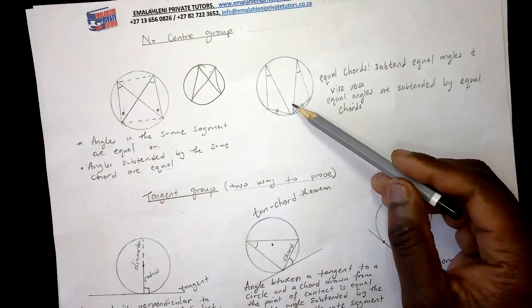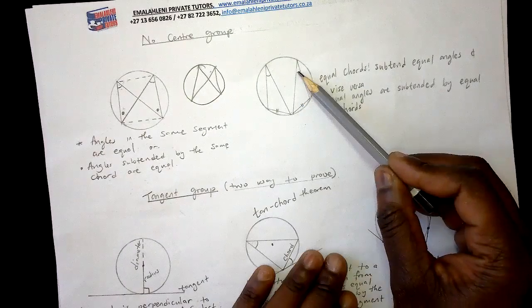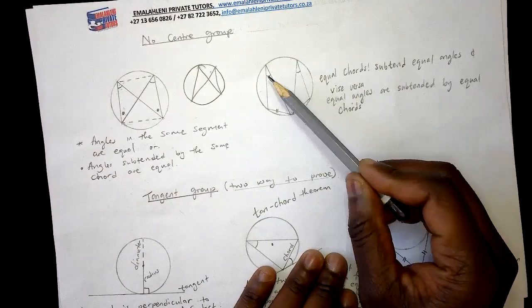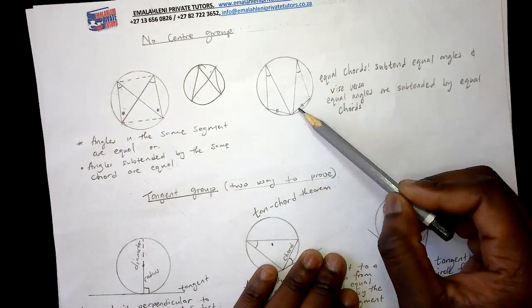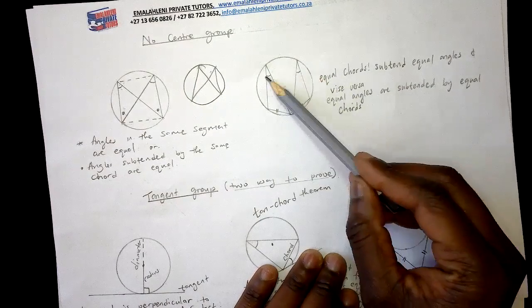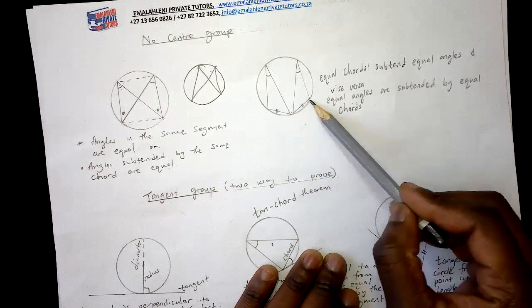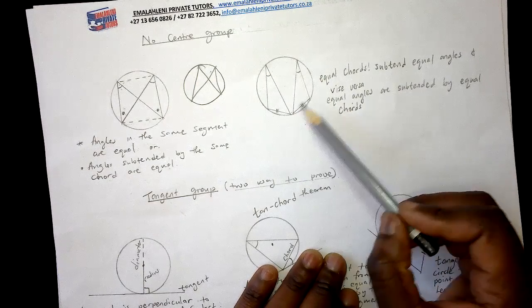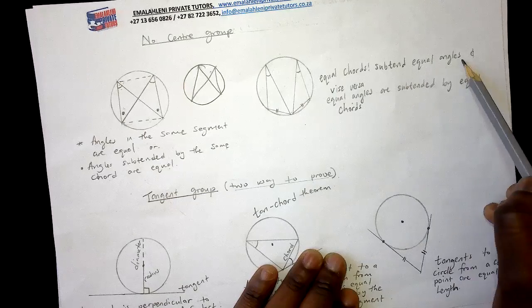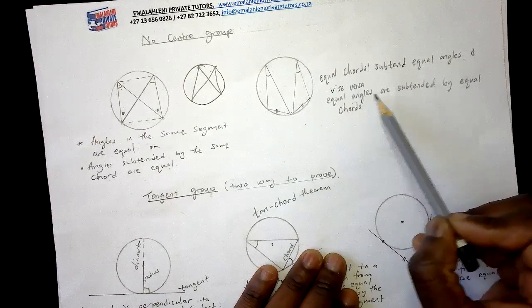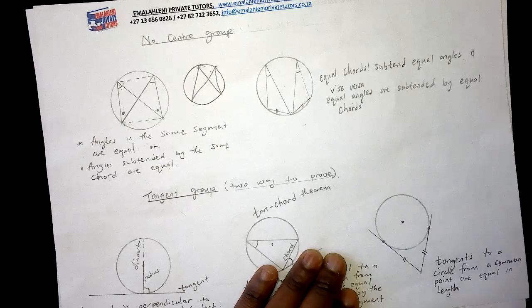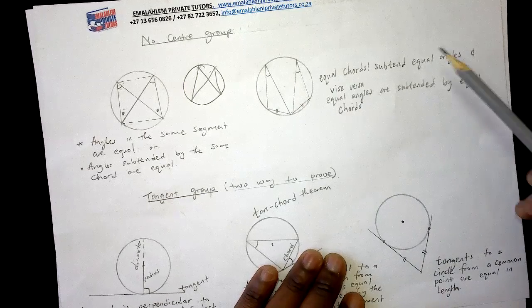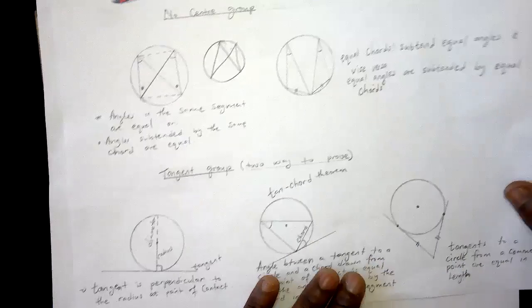Now, another thing again is that you can be given equal angles here, and you need to apply that. Once you have got the same size of angles here, it means that the chords are actually of the same length. So equal chords subtend equal angles, and vice versa: equal angles are subtended by equal chords. So you must also understand that. That's another theorem that you must know.